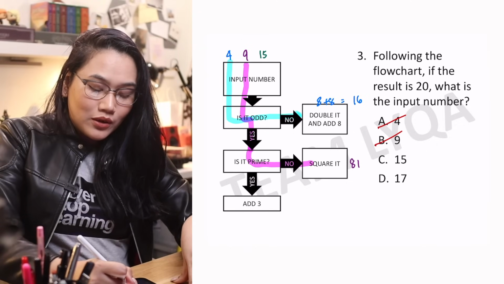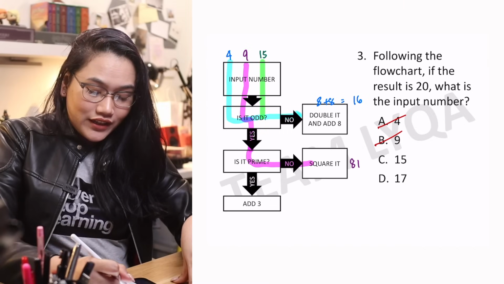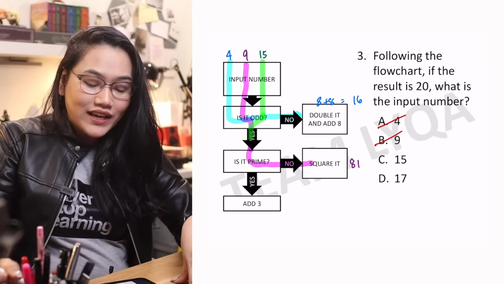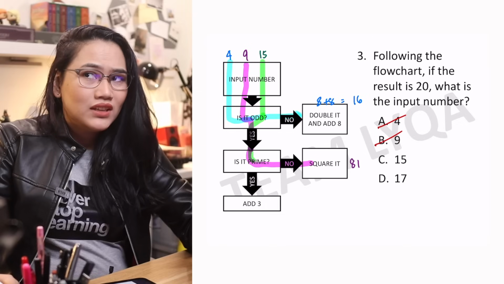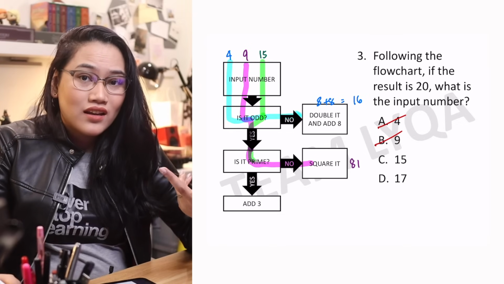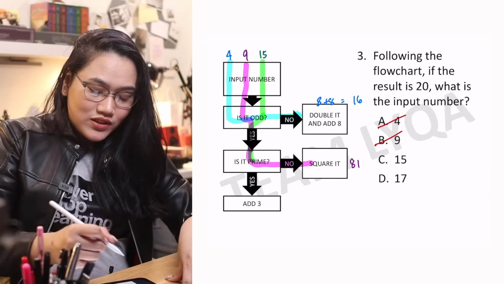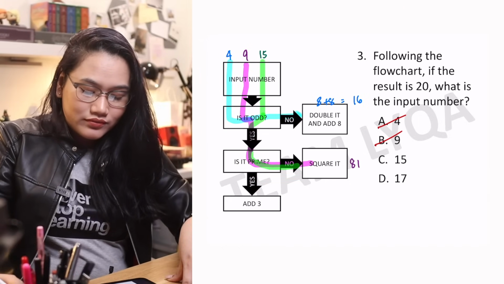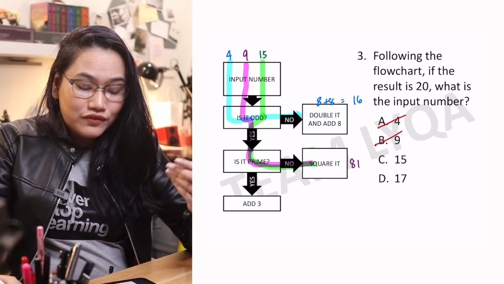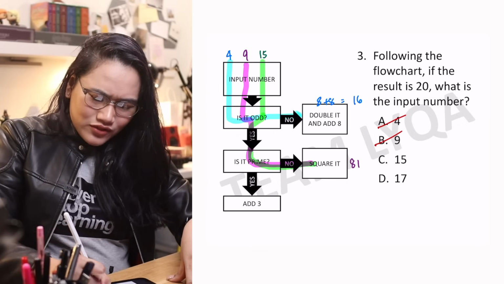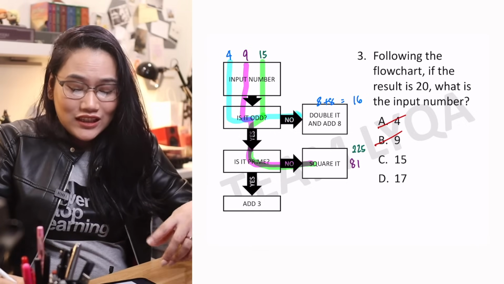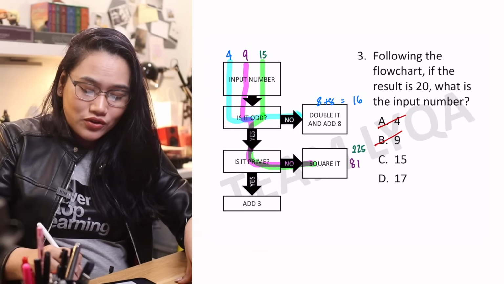If 15 ang input number, is it odd? The answer is yes. So, bababa tayo dito. So, is it prime? Prime number ba ang 15? Hindi, kasi divisible din siya sa 5 at 3. So, is it prime? No. If I square it, 15 times 15, that is 225. Sobra-sobra naman masyado. Hindi 20, so hindi na rin yun ang sagot.